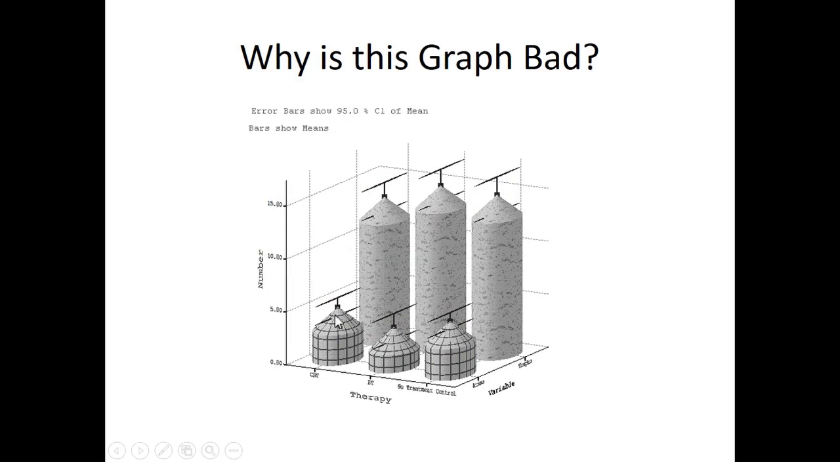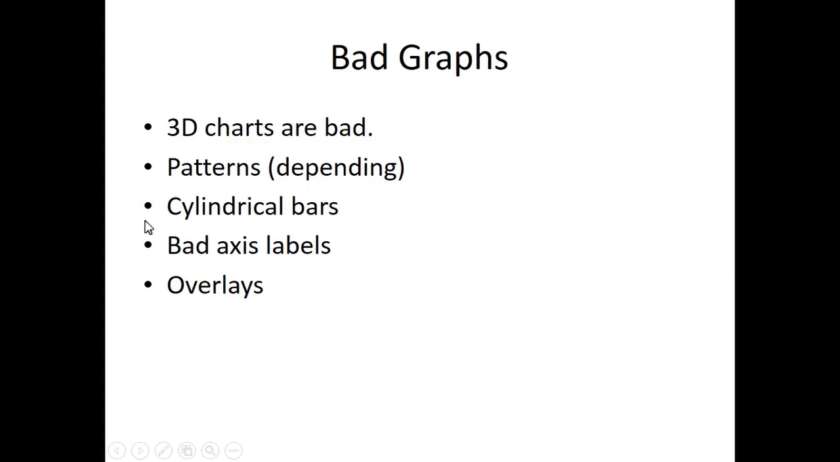What are these bars? It says the 95% confidence interval, but I couldn't even tell you what the mean is because it's hard to line it up. Okay, so it's a bad graph for a lot of reasons. 3D charts tend to be unreadable. You don't tend to want to use patterns unless you have a really complicated chart and that's your only option. Cylindrical bars are not easy to read, bad axis labels, and overlays.